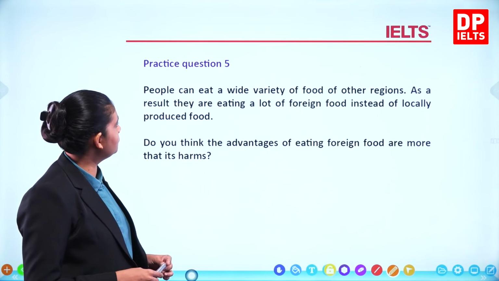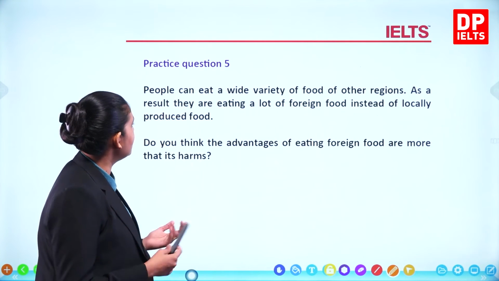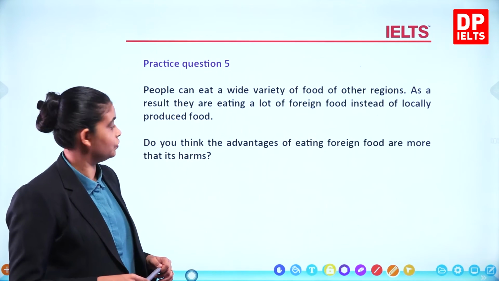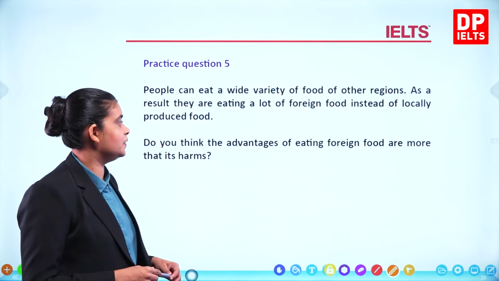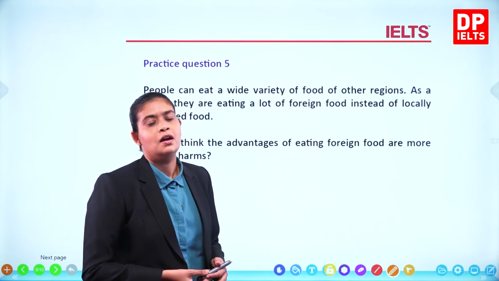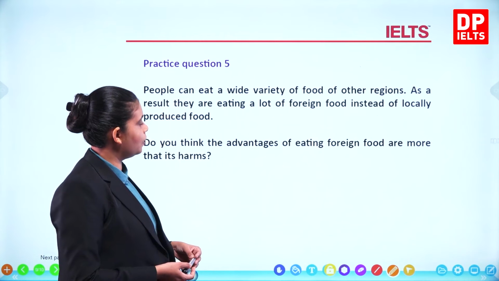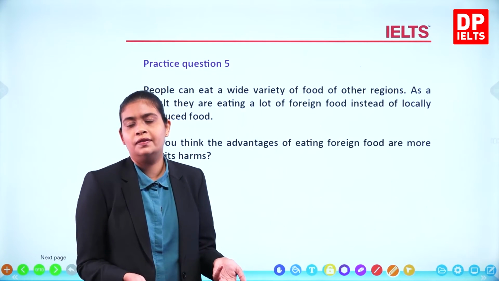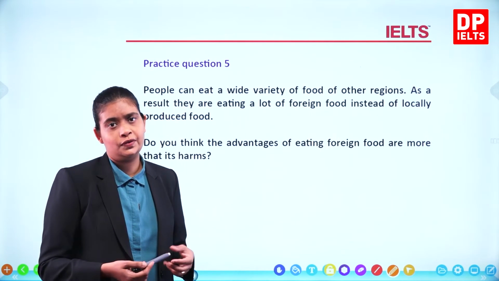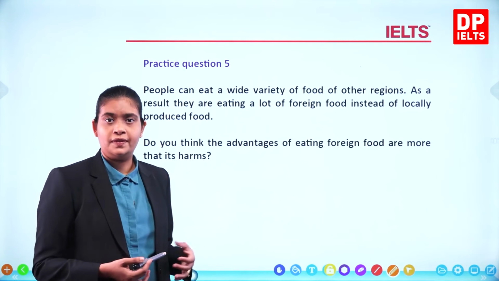Practice question 5. People can eat a wide variety of food of other regions. As a result, they are eating a lot of foreign food instead of locally produced food. Do you think the advantages of eating foreign food are more than it harms? It depends, okay? I sometimes think that some foreign food are good, right? But it depends. Now, for Sri Lanka, I think it's all about the main meal being rice and curry and eating all of these, the curries and the jackfruit and all of that, right?